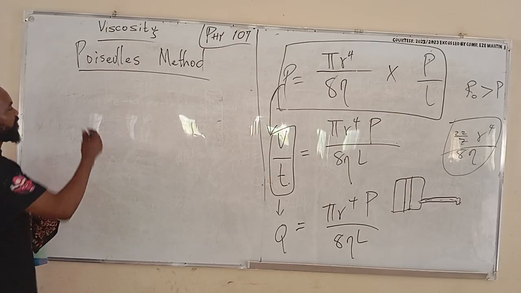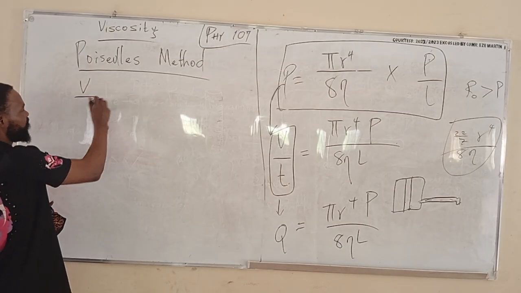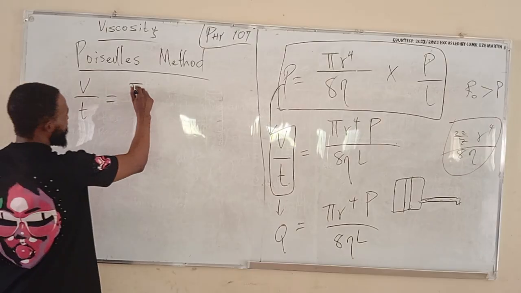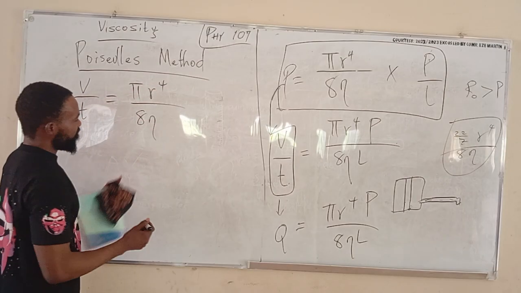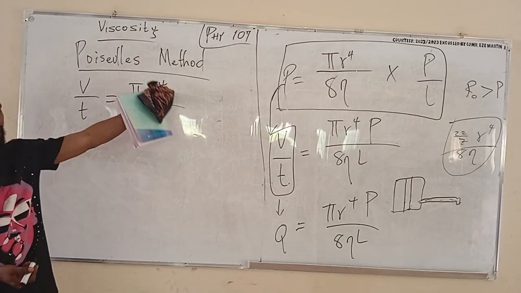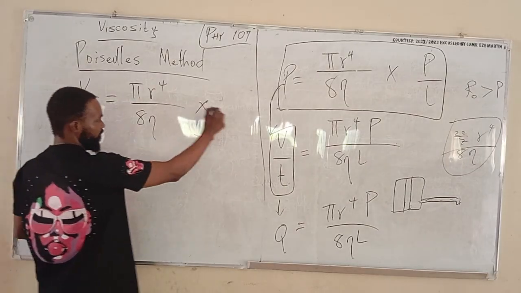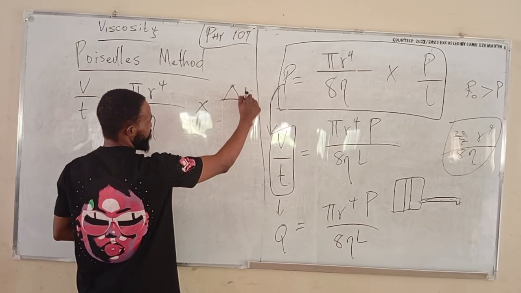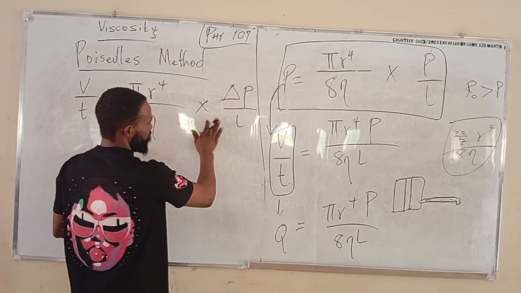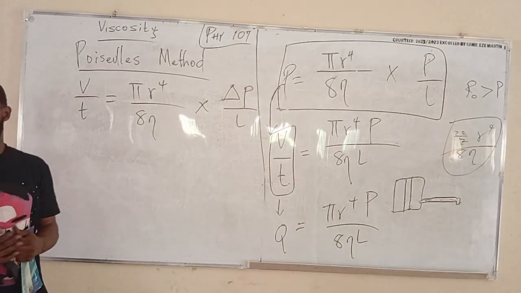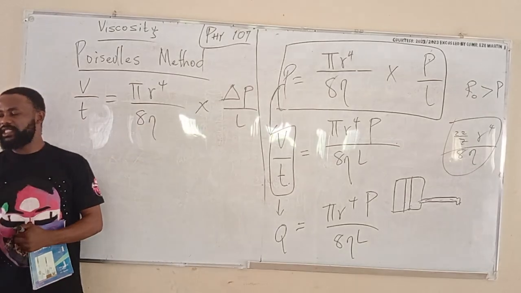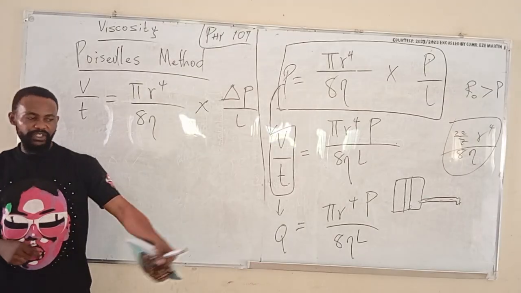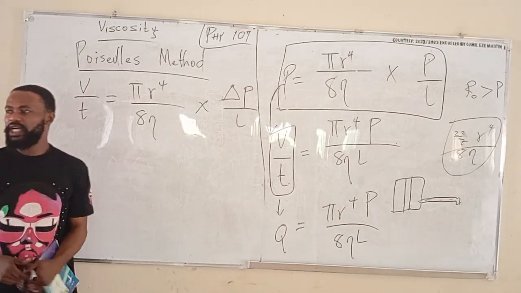So another way to put this is simply to say that volume flow rate is equal to pi R to the power 4 over 8 coefficient of viscosity. I normally write mine like this, then times the change in pressure gradient. Are you seeing it? Yeah. So it's not just what pressure you are looking at. You are looking at the initial pressure and the pressure that will let the water out. That is the final one.